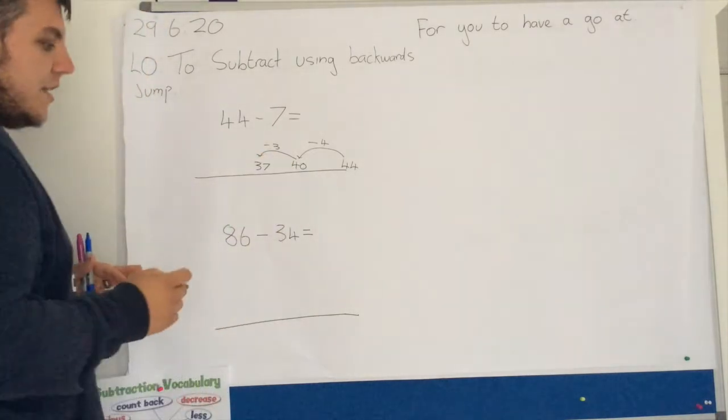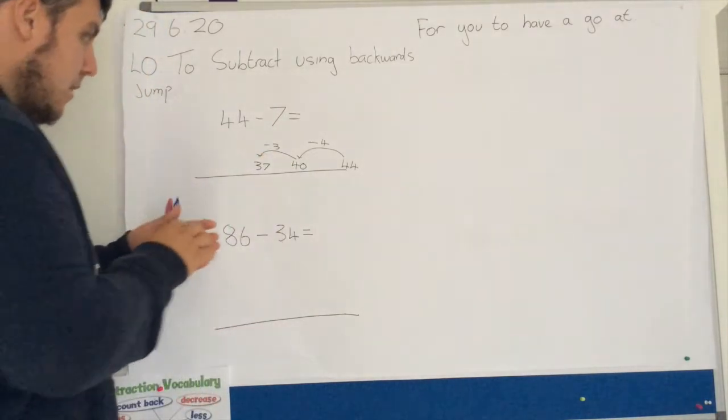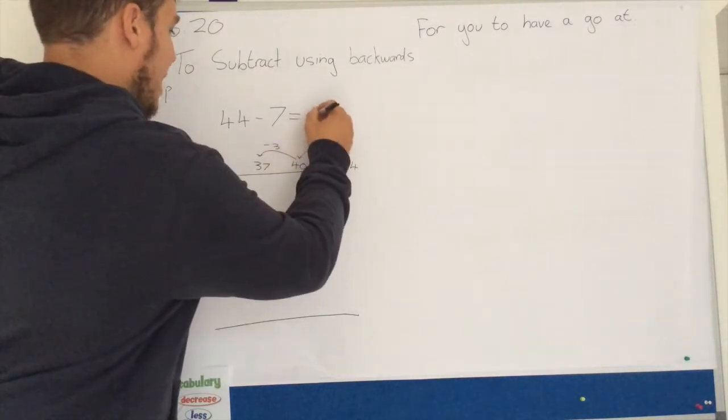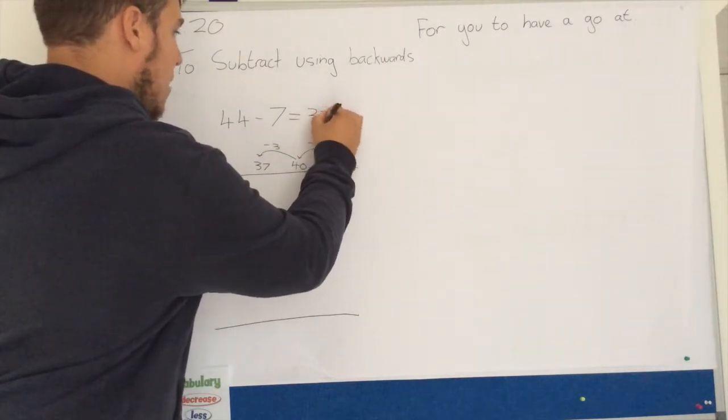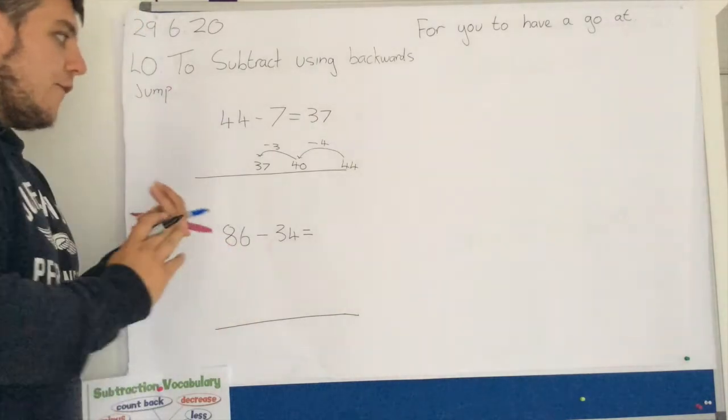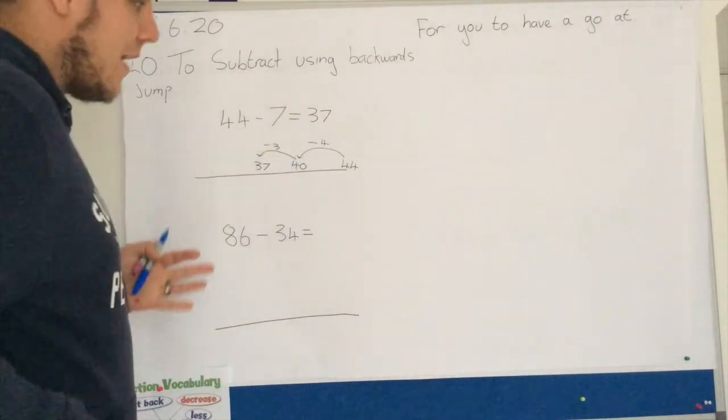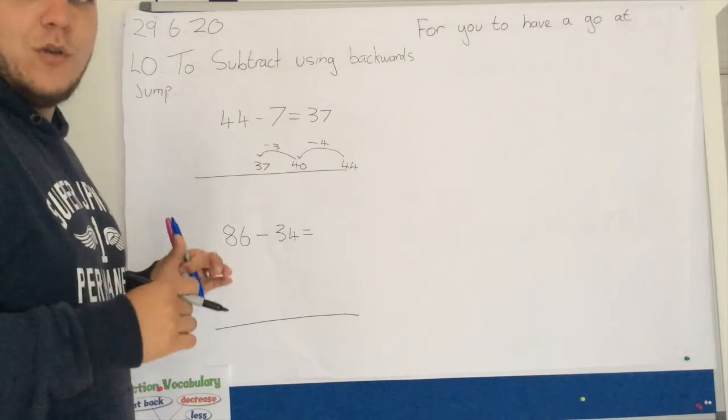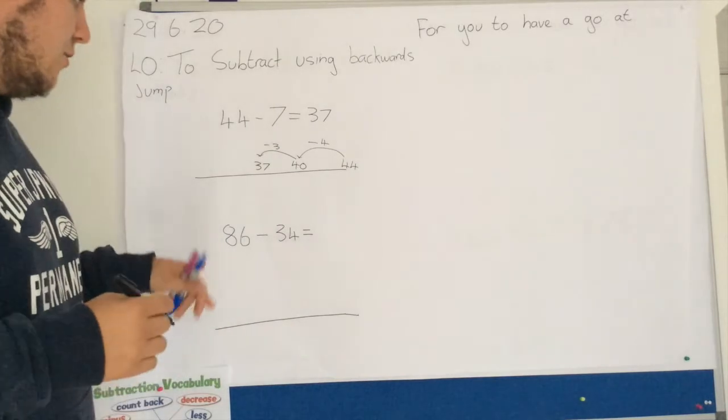Okay, so 37 then would be my answer, my calculation. And I've done those backwards jumps to get there. But instead of trying to go 44, 43, 42, 40, and go back that way, try to break it down into chunks which are a bit more manageable, a bit easier for me to use.